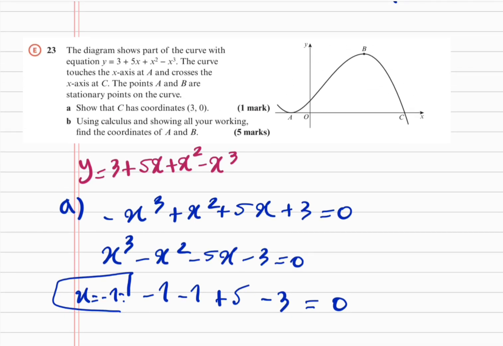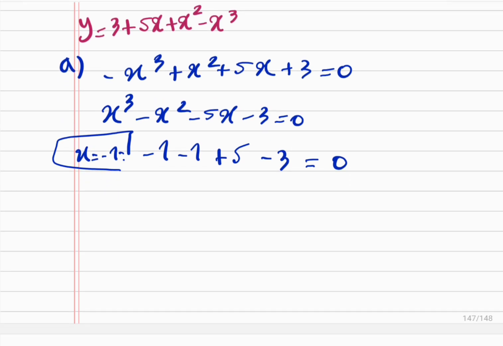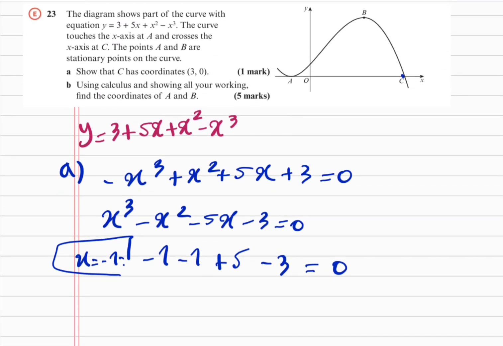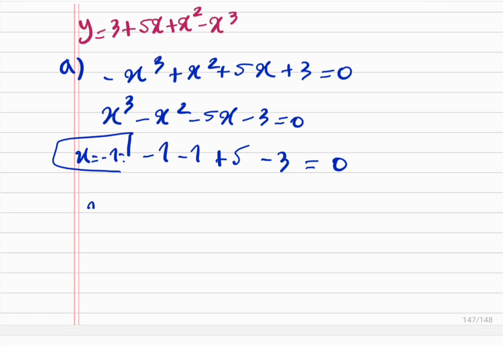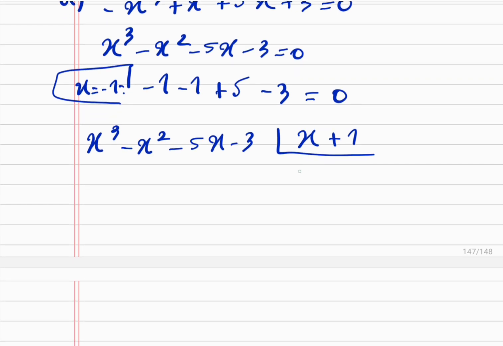Okay, but remember that the one that we wanted to find was this one. So we need to do the long division. For the next part, we can write down x cubed minus x squared minus 5x minus 3 divided by x plus 1. Remember, you always do x minus the solution. In this case the solution is -1, so it becomes x plus 1. And now let's do the long division.